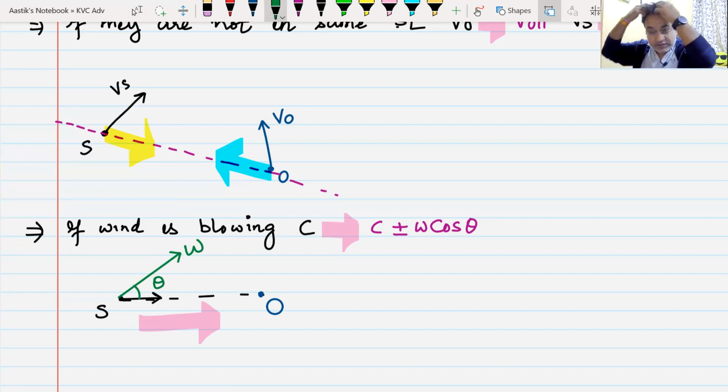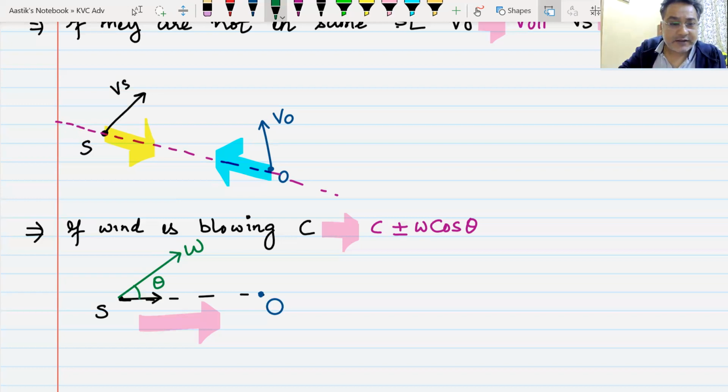If the wind is blowing in the same direction, it will be plus. If the wind is blowing in the opposite direction, it will be minus. We have already seen that effect of medium speed on wind. Yes or no? Yes, sir. So we have to replace this in this case. Do we understand this?